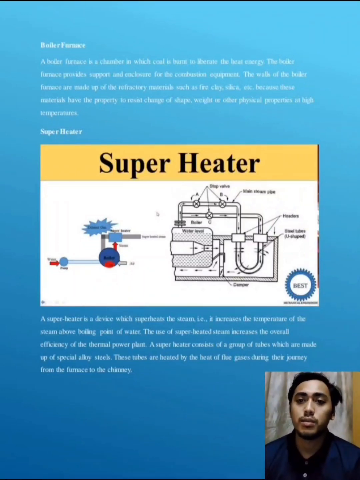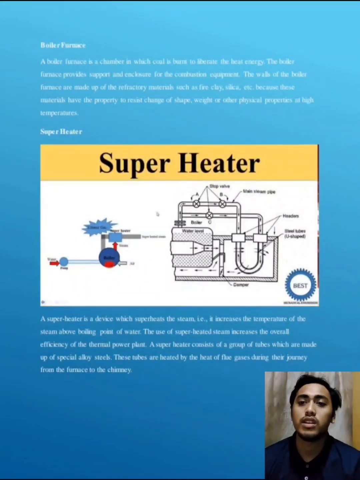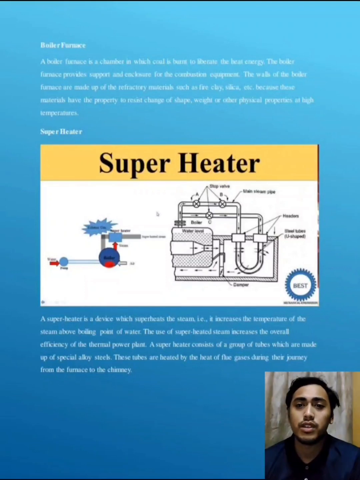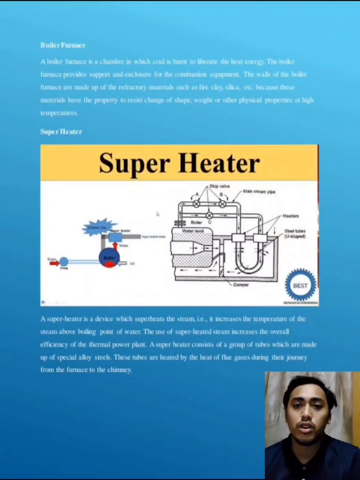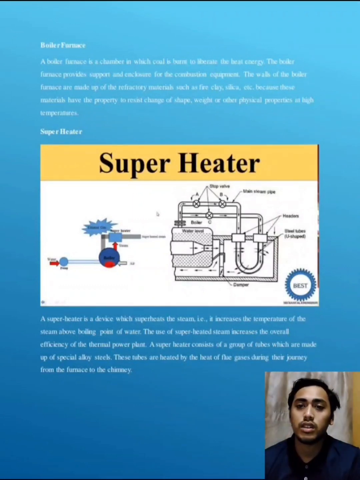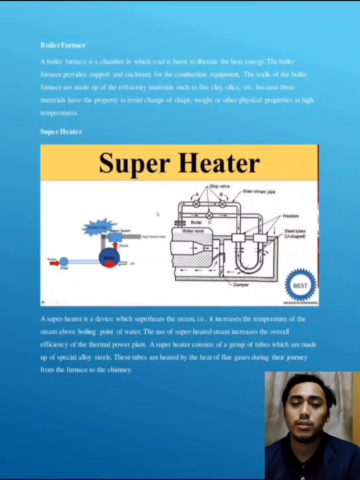Next, the second one is the boiler furnace. The boiler furnace is a chamber in which coal is burned to liberate the heat energy. The boiler furnace provides support and enclosure for the combustion equipment. The walls of the boiler furnace are made up of refractory material such as fireclay, because this material has the property to resist change of shape, weight or other physical properties at high temperatures.